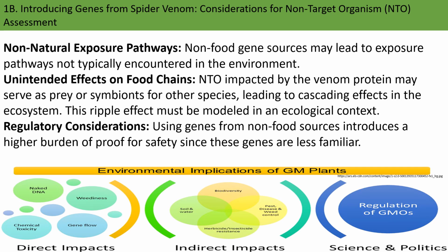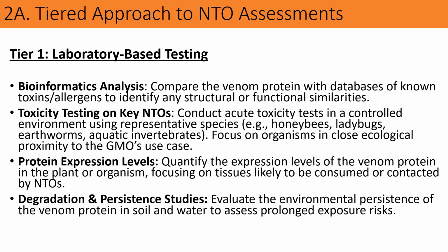When using a novel GMO, it's important to consider that there can be unintended effects on food chains. This might lead to cascading effects in the whole ecosystem. This ripple effect must be modeled in an ecological context. There are also regulatory considerations. Using genes from non-food sources introduces a higher burden of proof for safety since these genes are less familiar.